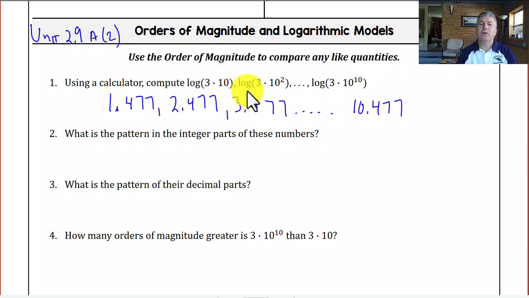Welcome back. The objective of this video is to study orders of magnitude and logarithmic models. And we'll study order of magnitude to compare any like quantities.